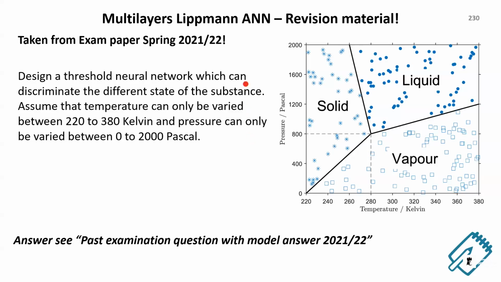So just assume that we have measurements of temperature and pressure of a material, and we know that if these are all the points, in this temperature and pressure region they are vapor, in this region is solid, and in this region is liquid. You can actually build a neural network that, given an input of temperature and pressure, is able to discriminate this problem.